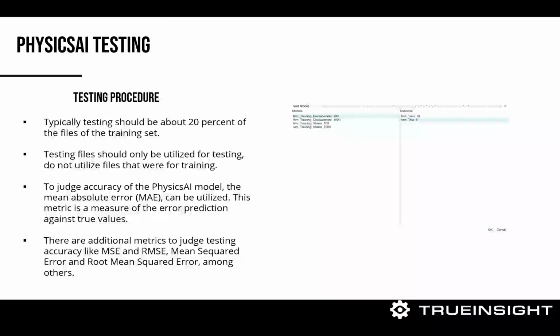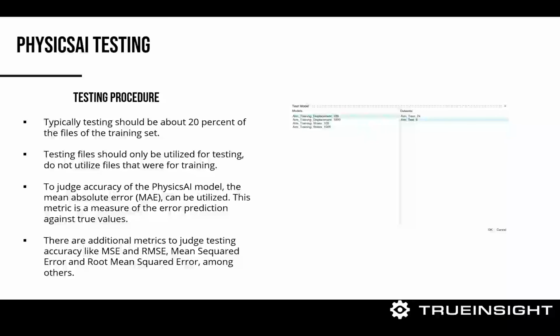But one of the things we need to do after we train and build up that predictive model is test it. One of the key things with PhysicsAI is that we have a testing procedure we can utilize. The testing procedure means, in the case of the bike rack, I'll have a couple of other models specifically that I wish to utilize in terms of testing it.